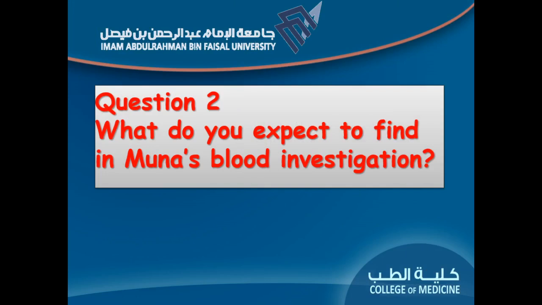So what do you expect to find in Monar's blood investigation? She's having vitamin D deficiency, so the plasma calcium levels will be low, hypocalcemia. But what about the phosphate levels? Hypophosphatemia, because vitamin D is causing absorption of calcium as well as phosphate from the intestine, so both will decrease. Parathyroid hormone? Parathyroid hormone will increase because hypocalcemia will stimulate the release of parathyroid hormone.